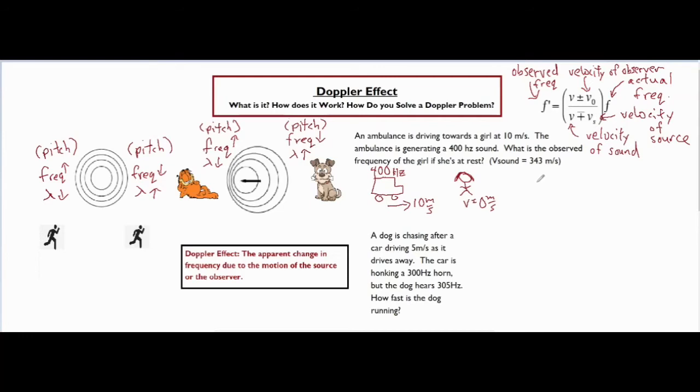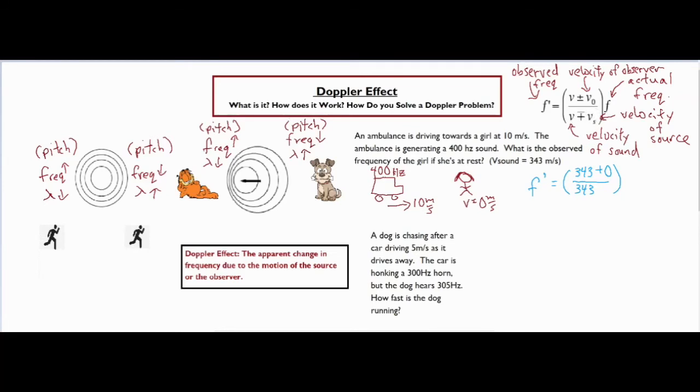So we're going to go ahead and write in our F. We know the speed of sound is 343 because it's written right over here. And then we have to decide if we're going to add or subtract the velocity of the source and the velocity of the observer. So for the velocity of the observer, that doesn't really matter because it's zero. But now we have to decide if we're going to add or subtract the velocity of 10 meters per second, which is the velocity of the source.